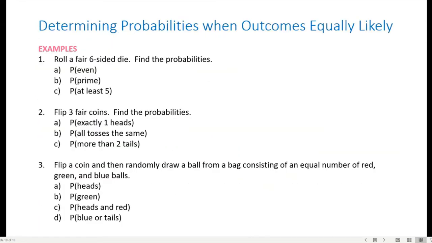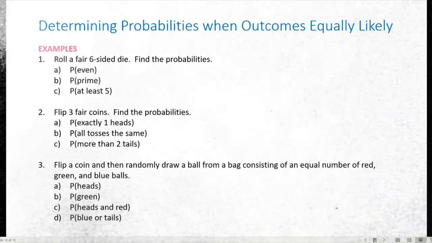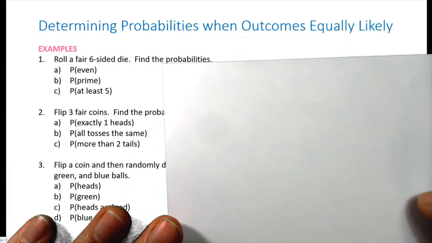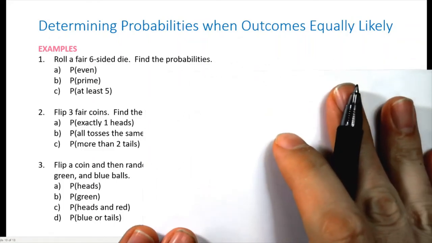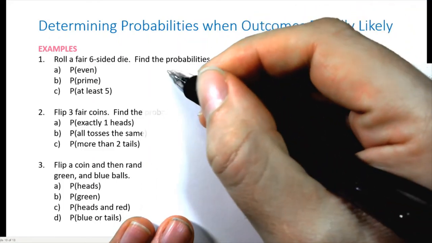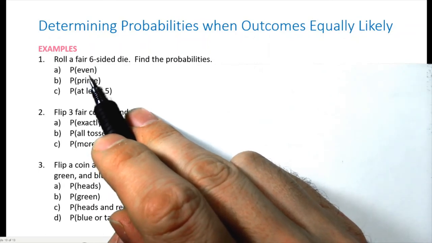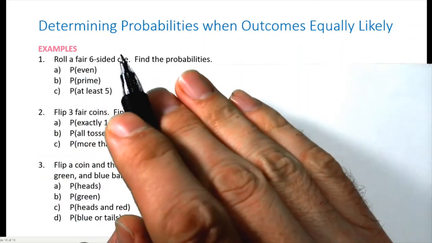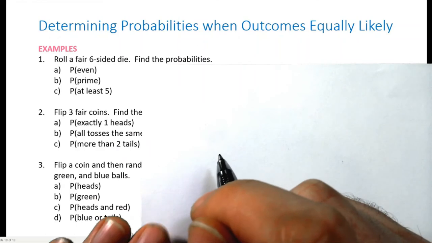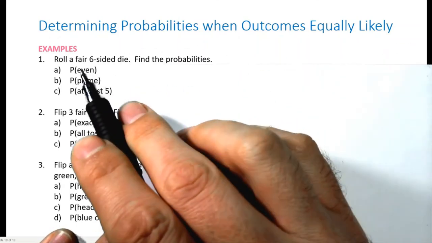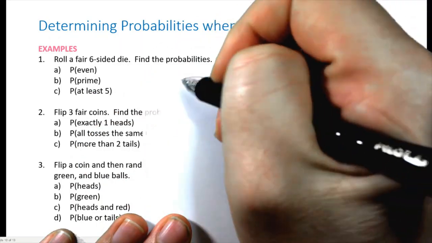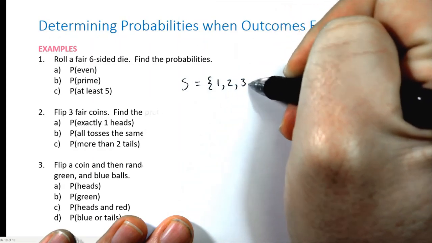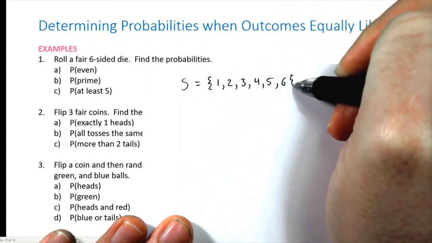Let's look at these examples and compute these probabilities. Roll a six-sided die, find the probabilities. What's the probability that we get an even number? First of all, it's a fair six-sided die, so I have equally likely outcomes, and I can use the method we just talked about. Let's first write down the sample space: the set of possible outcomes when I roll a die, the numbers 1 through 6.